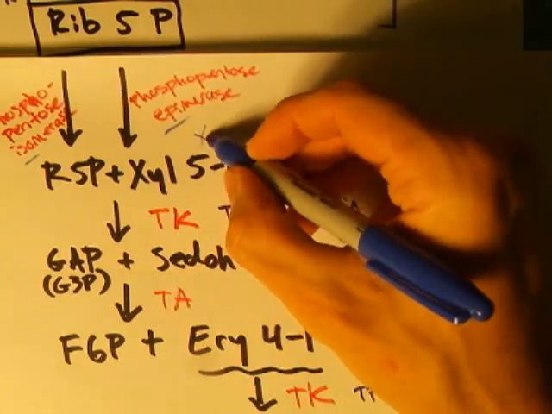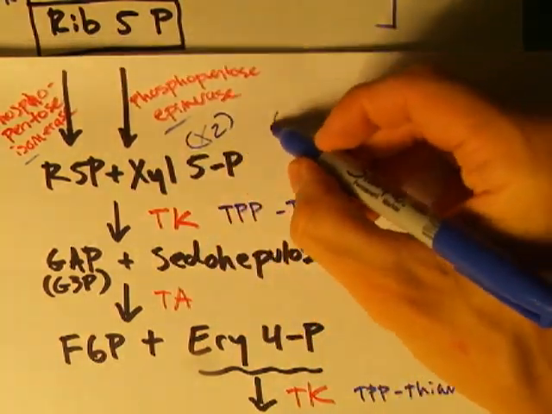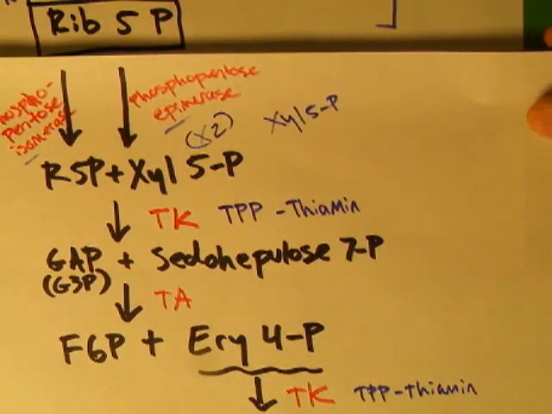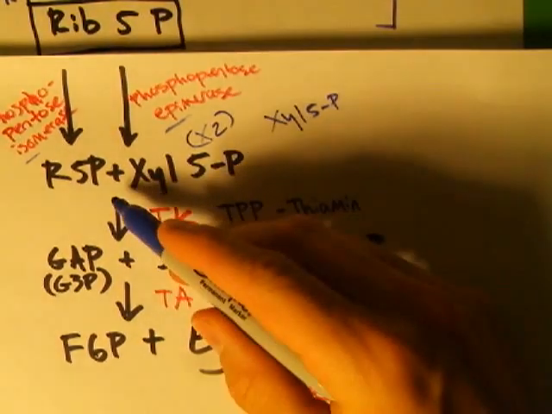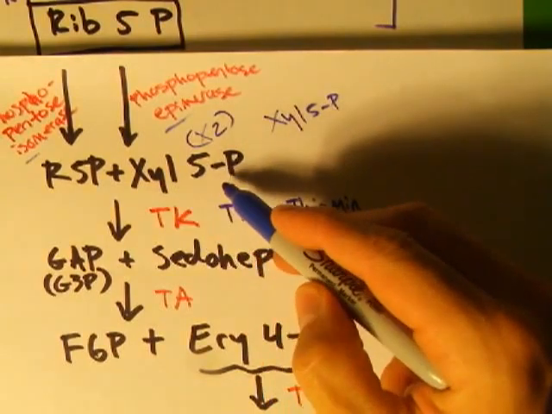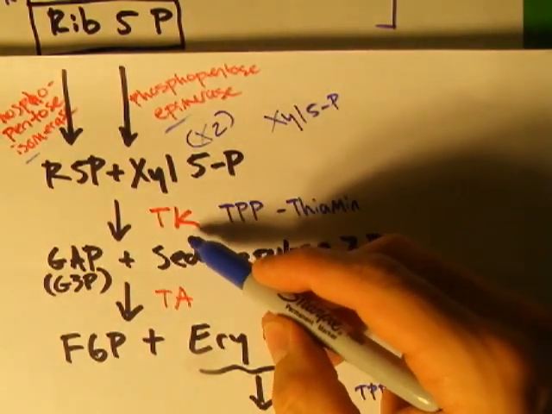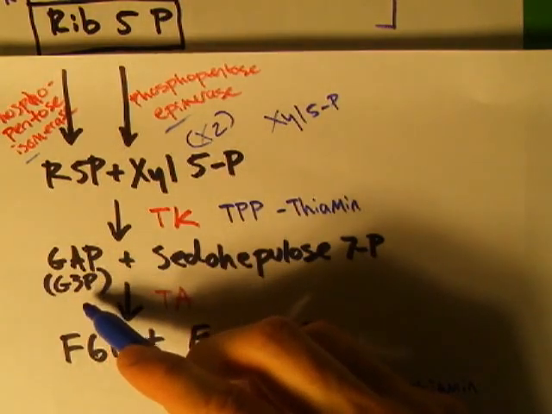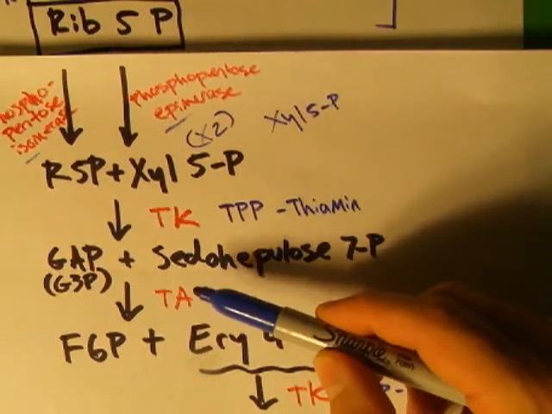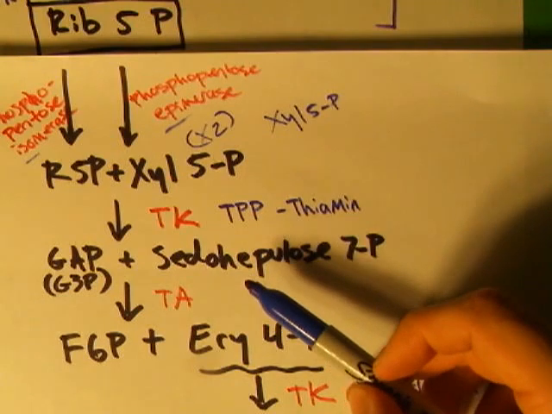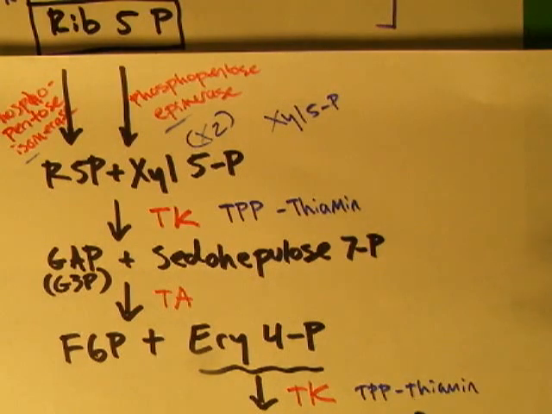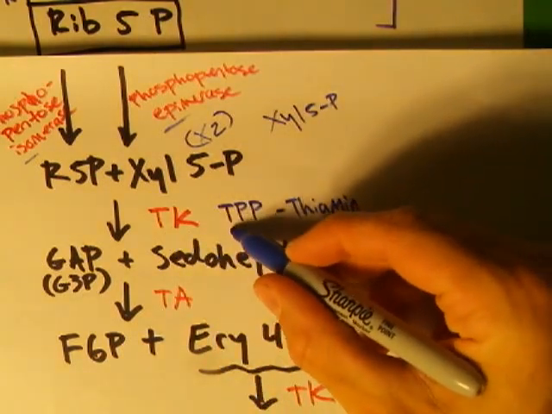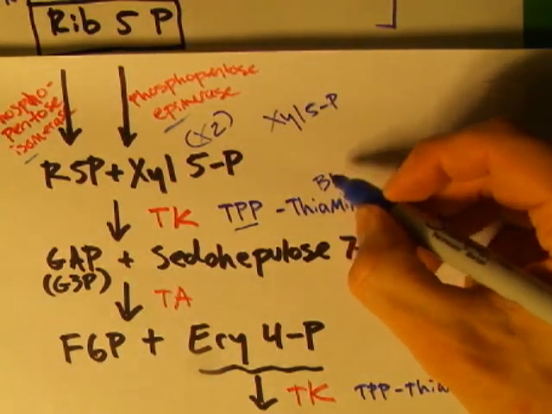This into xylulose is actually going to happen 2 times here, so there's another xylulose 5-phosphate, but we'll talk about that in a second. So the ribose 5-phosphate and xylulose 5-phosphate react with transketolase, and that makes GAP or G3P, same thing, plus a 7-carbon sedoheptulose 7-phosphate. Keep in mind that transketolase is TPP dependent, that's thiamine, or B1.